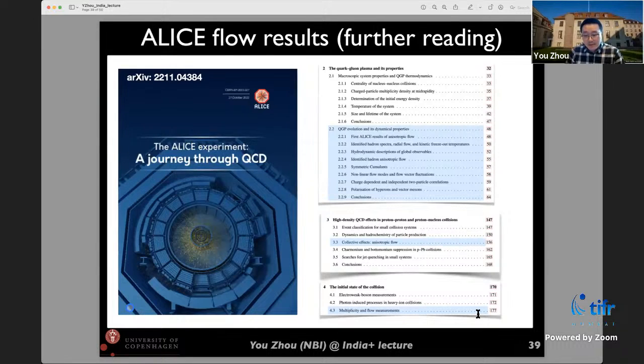So that brings me almost to the end. Instead of a summary, I want to show you that in ALICE we just released the ALICE review paper, which summarizes the ALICE results of the last 10 years. In particular, those within this blue shadow are the relevant flow measurements and flow discussions. So for your interest, please take a look.